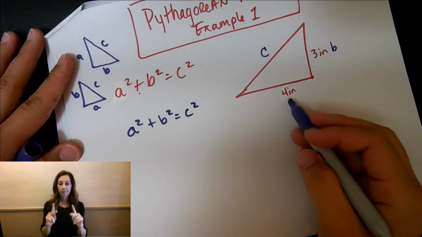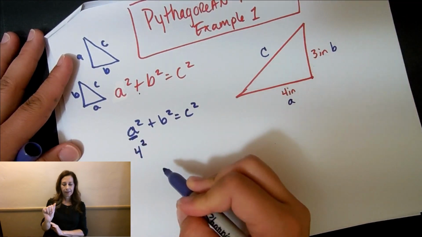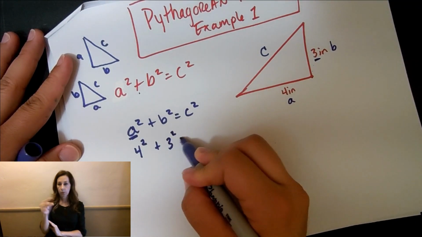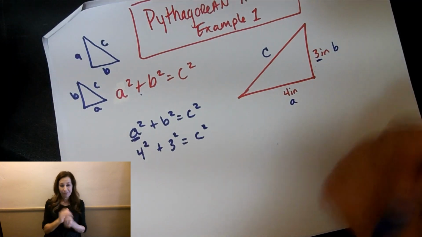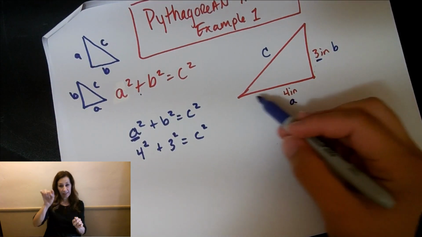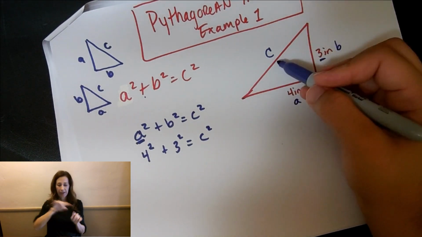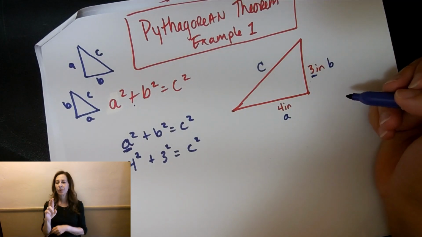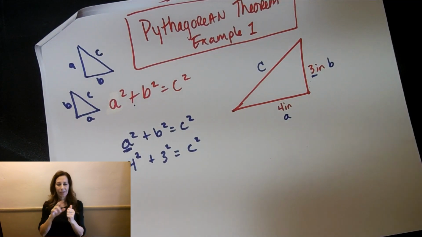All right, so A I'm saying is 4, and I have to square that A, plus B, which is 3, squared, equals C squared. I don't know what C is, but I'm trying to find that length. If I know this length and I know this length, I need to find that one, and I can do that by using the Pythagorean theorem because this is a right triangle. The Pythagorean theorem only works with right triangles.